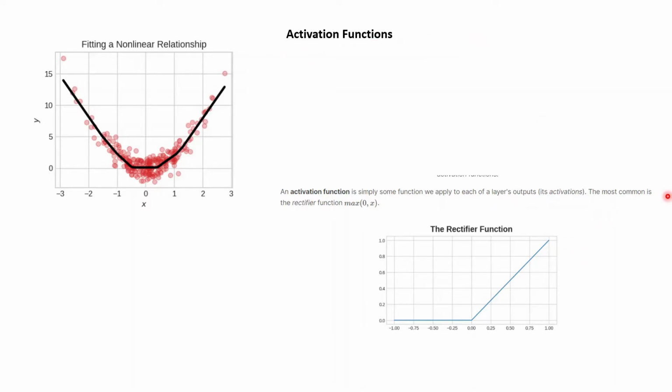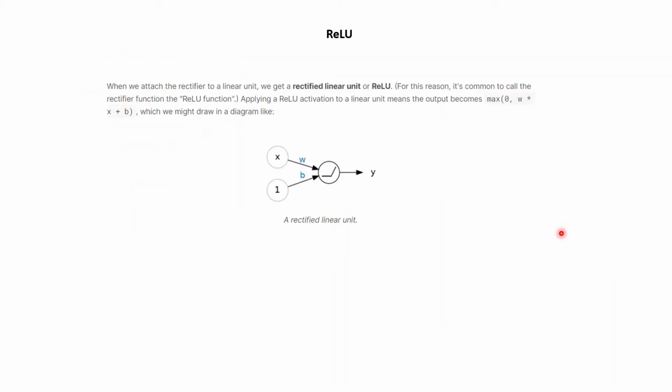The most common one is the rectifier function, which is very simple: max of 0 comma x, which means that if it is negative, it becomes 0. If it is positive, then it stays the same. Now we combine the rectifier function with the linear unit, and we get a rectifier linear unit, or the ReLU.